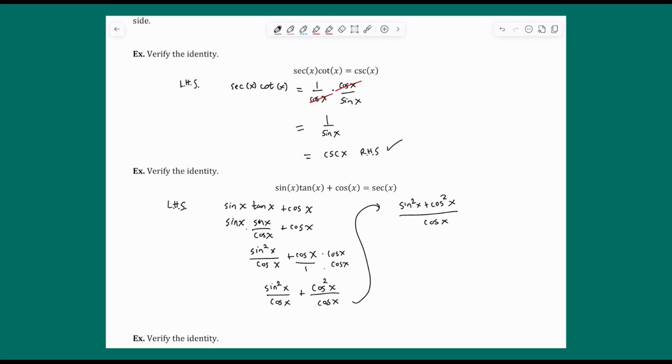Using the Pythagorean identity, we know sine squared of x plus cosine squared of x is 1. So we have 1 over cosine of x. And 1 over cosine of x is just secant of x, by the reciprocal identity. So that is secant of x, which is the right-hand side, and that's what we wanted to show.